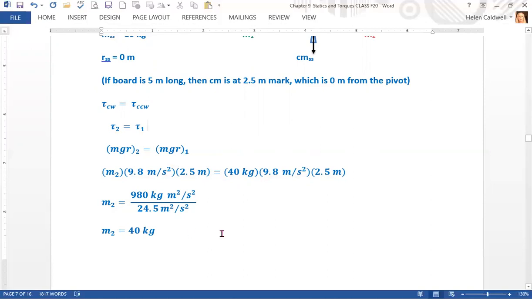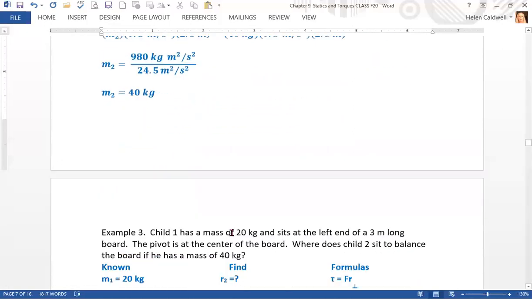So to balance the seesaw, if the pivot is at the middle and you're at either end, what you have on the right has to balance with the left. This is sort of the principle behind things like triple beam balances, and all kinds of balances use this torque principle. You hang something from one side and balance it on the other. All right.